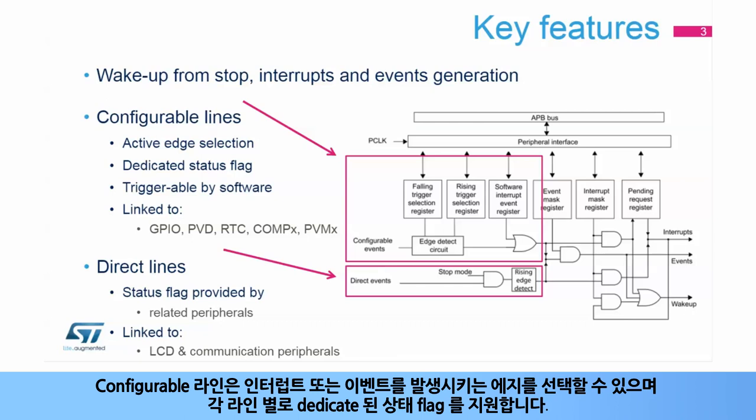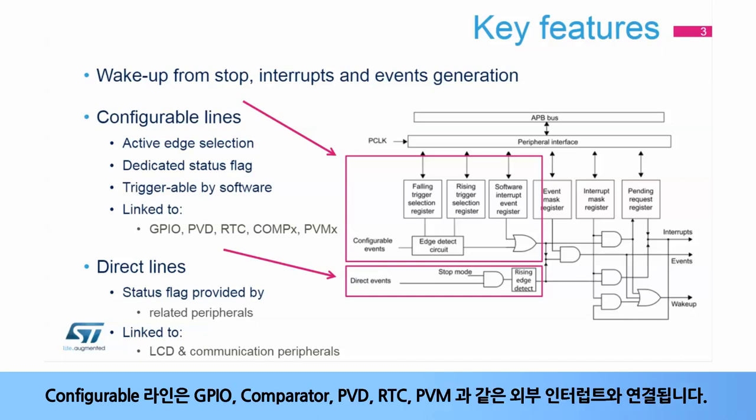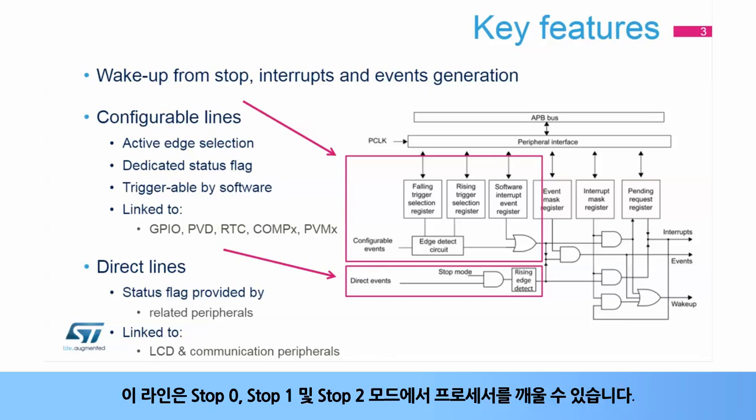Configurable lines allow the user to select which active edge generates interrupts or events with a dedicated status flag for each line. Requests on configurable lines can also be generated by software. Configurable lines are linked with external interrupts from GPIO, comparators, PVD, RTC, and PVM. These lines can wake up the processor from both stop 0, stop 1, and stop 2 modes.